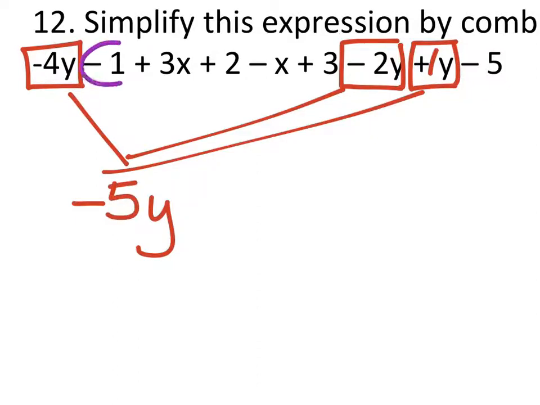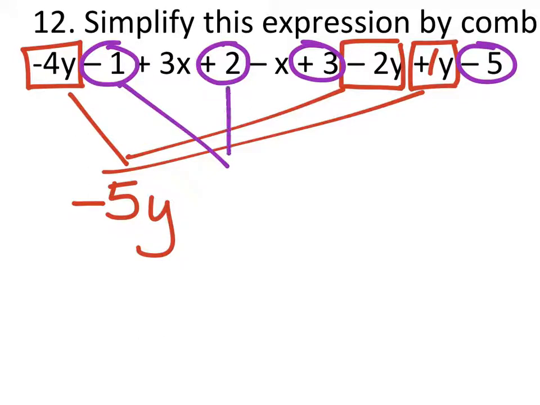Now my next term is a negative 1. That's a constant. So I'm looking for any other constants like positive 2, positive 3, and negative 5. And when I combine all of these like terms, negative 1 and a 5 and a negative 1, again, right there. And you could put that in the calculator, by the way: -1 plus 2 plus 3 minus 5. And you should get -1 on that.